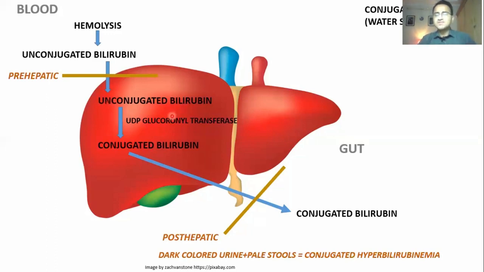Coming towards hepatic causes, they show a mixed picture. In hepatic causes, there is both rise of conjugated bilirubin and unconjugated bilirubin. Either there is a defect with this enzyme glucuronide transferase, or there is a defect in the transport of conjugated bilirubin from the hepatic cells to the bile canaliculi, and there is elevation of bilirubin. So hepatic causes show a mixed picture.